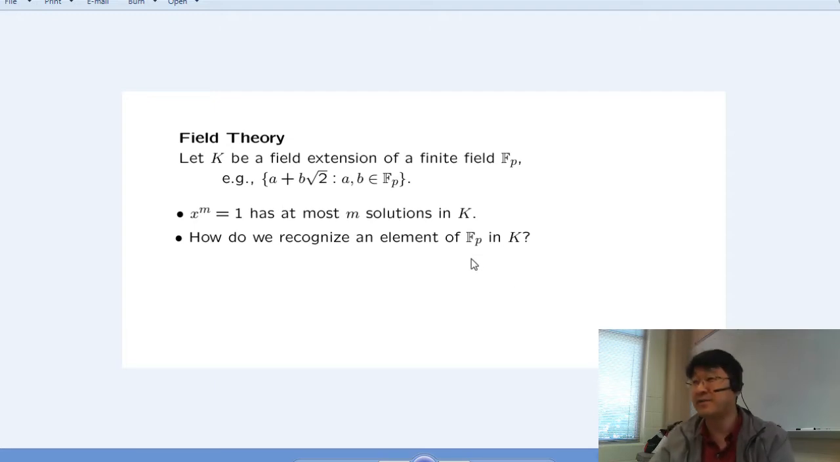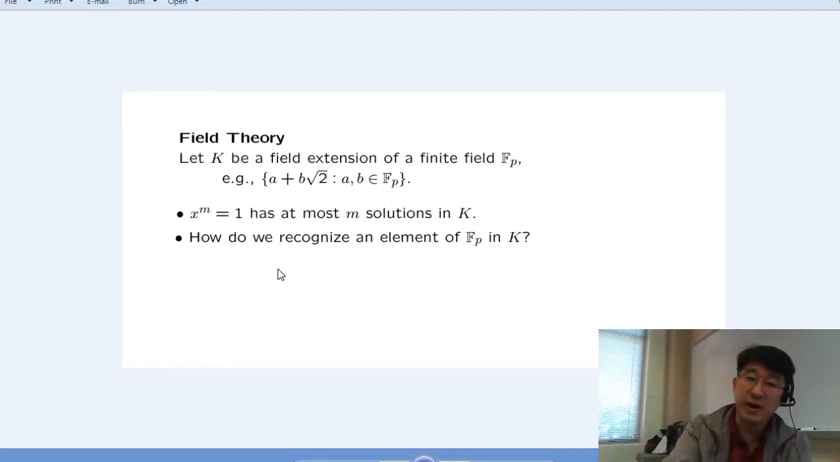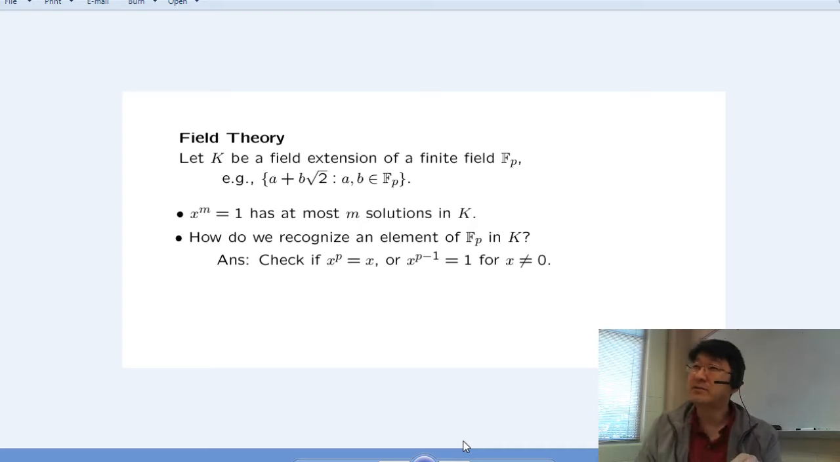Is this inside F_p? Who knows? It looks complicated, maybe with some algebraic properties simplified, it gets down to F_p, right? So here's a question. If there's a massive expression, how do we recognize an element is inside F_p, even though it is expressed in K? Simple idea. The answer is the following. You take that element and raise it to the pth power. If you go back to the original element, that element must be in F_p. And I want you to prove it, word by word.